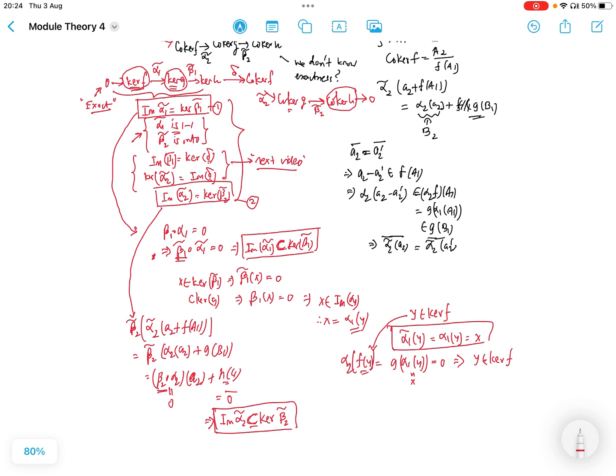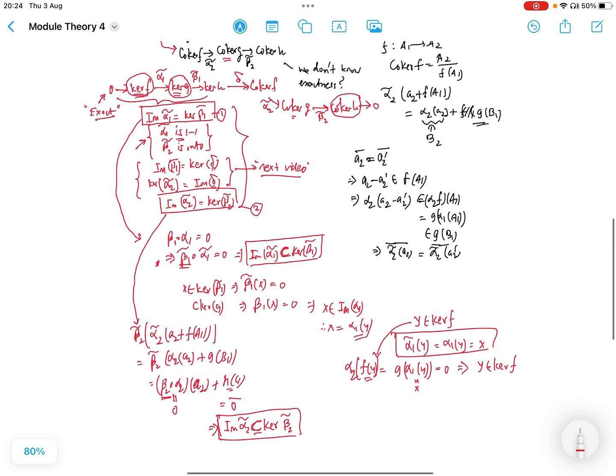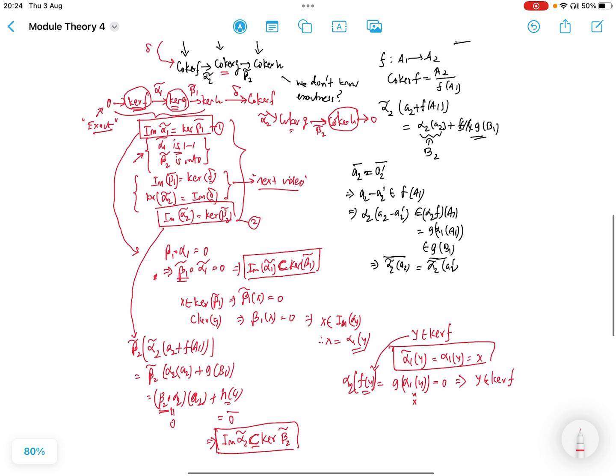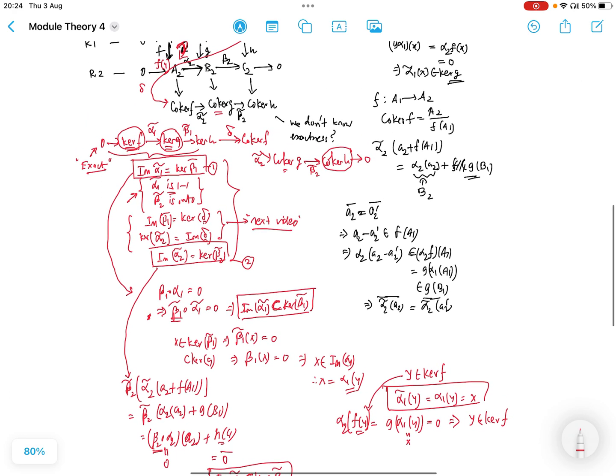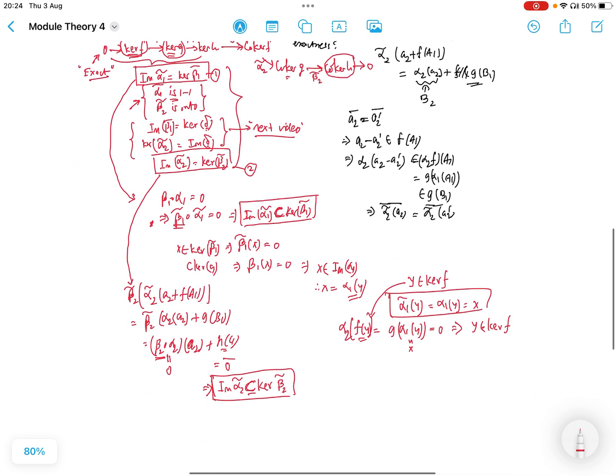So the domain of beta 2 tilde is the co-kernel of g. So any typical element from the domain would look like some element of, remember g was a map from B1 to B2, so any element would look like, let me just take it, x plus g of B1. Right?